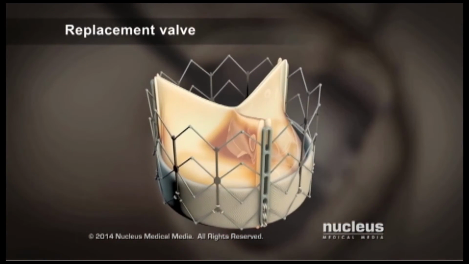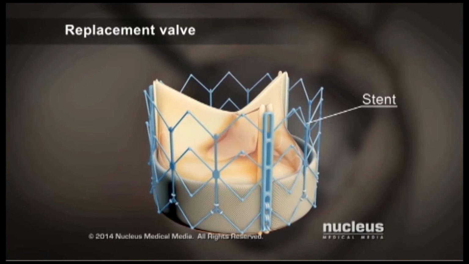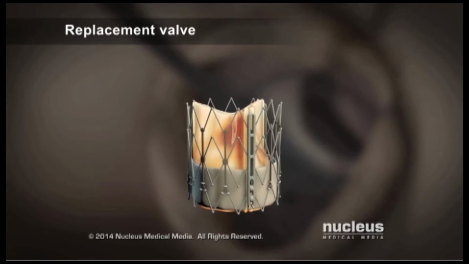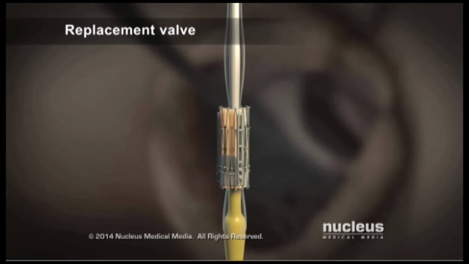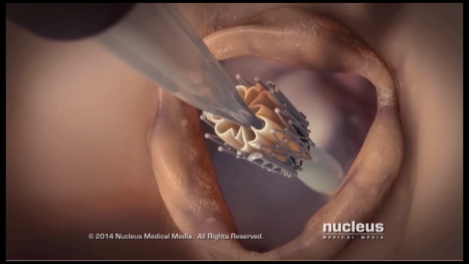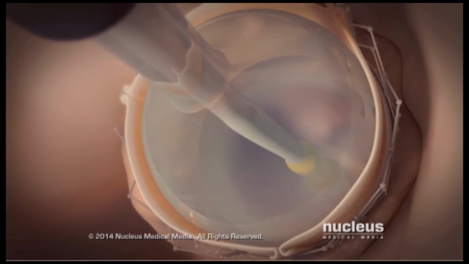The replacement valve consists of a tissue valve surrounded by a wire mesh called a stent. The replacement valve will be compressed and placed on the tip of another catheter. This catheter will be inserted through your aortic valve. When the catheter reaches the opening in your aortic valve, your surgeon will inflate a balloon underneath the replacement valve to expand it and the stent.